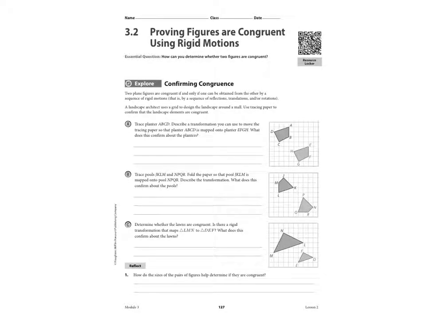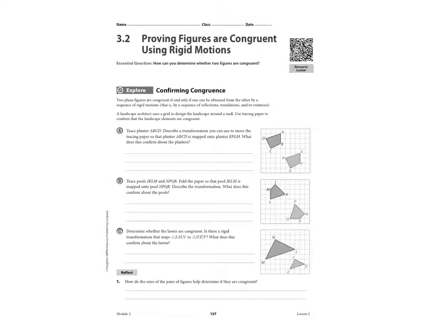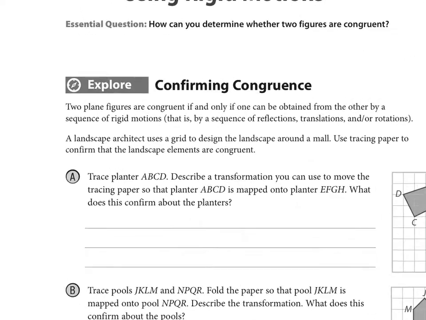Okay, so 3.2 on page 127. Proving figures are congruent using rigid motions. Let's get this a little bigger.